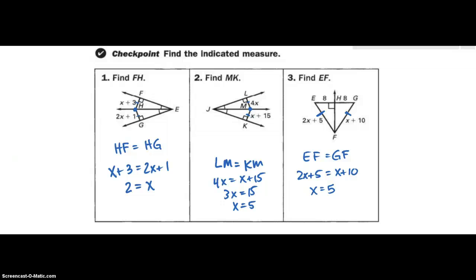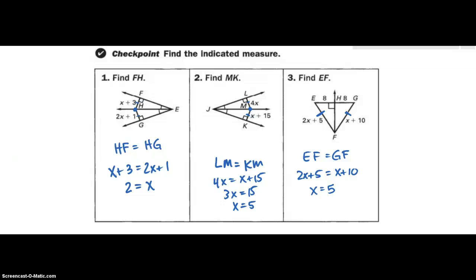So the distance from H is equal from H to F and H to G. In number 2, the distance from M to L is the same as from M to K. And in number 3, the distance from F to E is the same as the distance from F to G. That's why we set those equal to each other and then solved them.